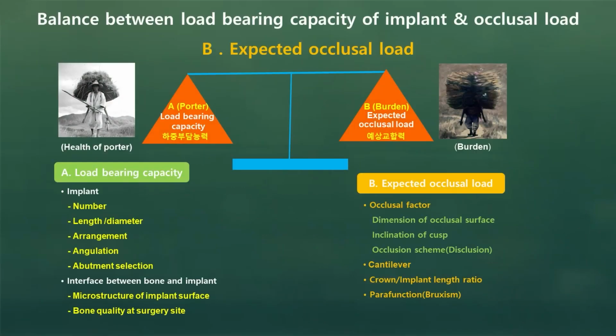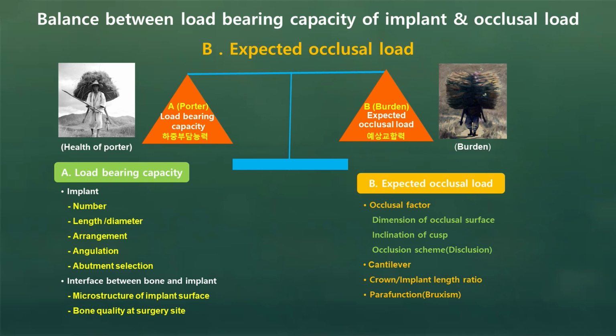Next, up until now, we talked about load-bearing capacity, number of implants, and the interface between bone and implant. And I've also mentioned the importance of the health of the carrier of the implant. This is so that the implant can bear the load. Next, I'm going to talk about B. So this is expected occlusal load and the burden that goes on top of the carrier and how much stress is caused. What kind of adjustment is necessary?